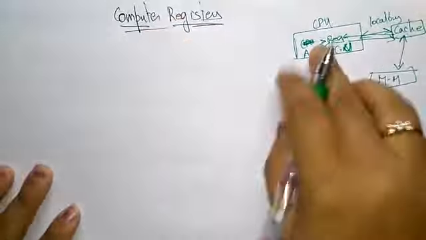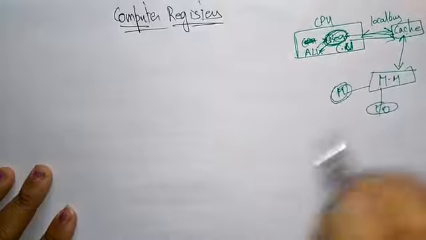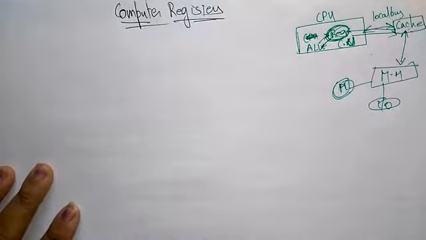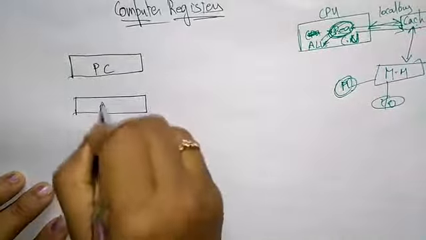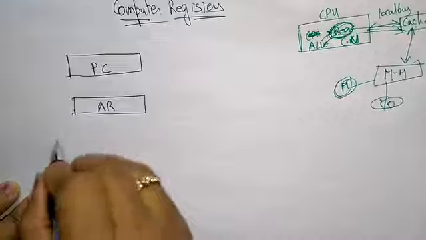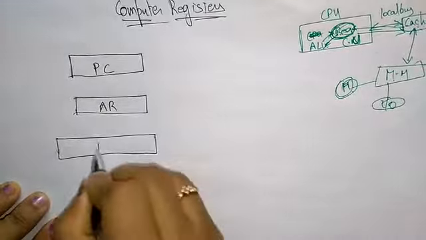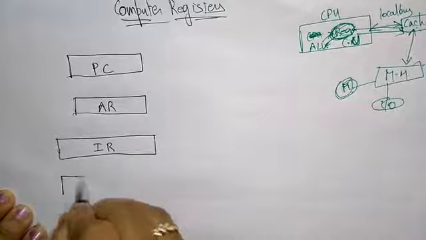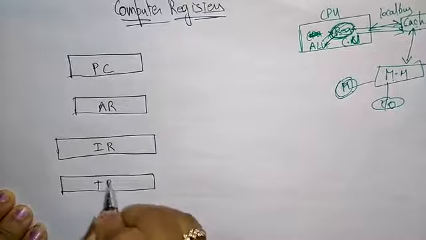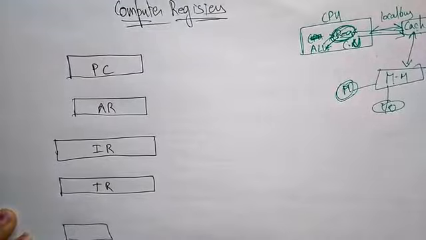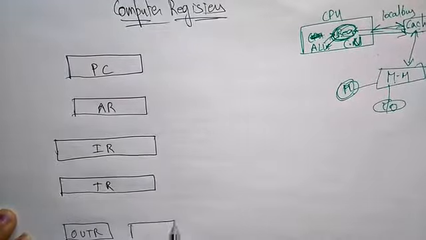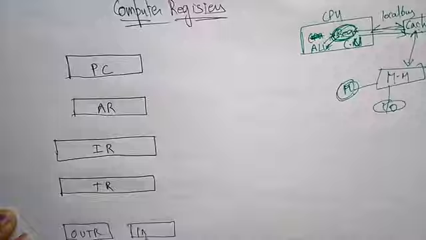Now let us see the different registers that are present in the computer, the different types of registers present in the CPU. The different registers are program counter, address register, instruction register, temporary register, output register, input register, data register, and accumulator.